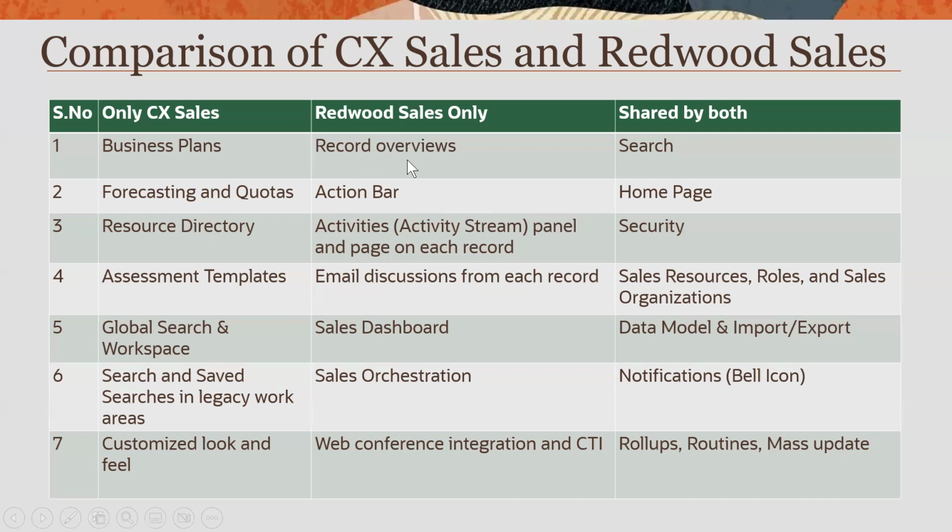In Redwood Sales only, record overviews. So that is the overview page, which is available only in Redwood Sales. Action bar, that is used for conversion and to give some keywords to populate some actions. So that is the action that is available only in Redwood Sales.